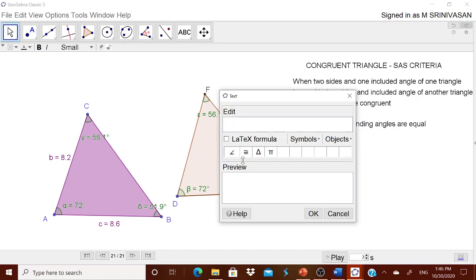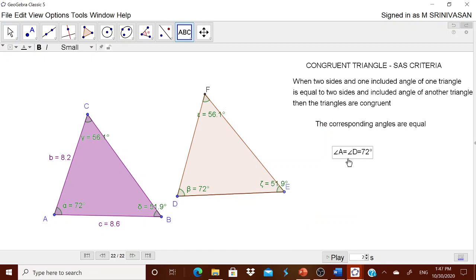I think I will show you one of them. I don't want to waste much time on that. You can type angle A is equal to angle D, either alpha or beta. You can take either alpha or beta and show it. Similarly, you can show angle B is equal to angle E, and angle C is equal to angle F. I am leaving it to you.